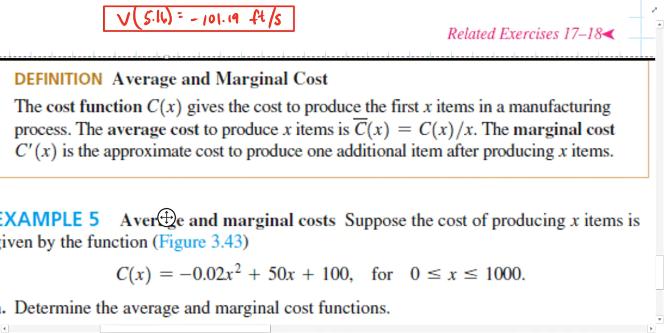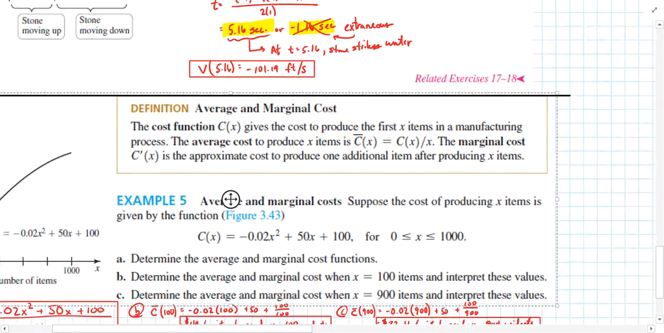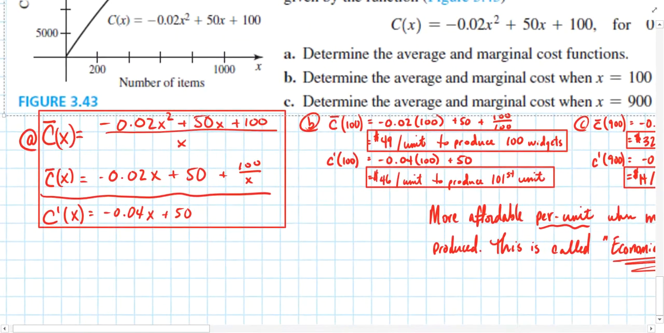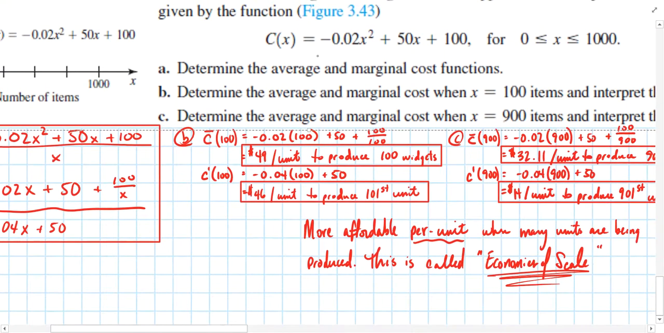But anyway, this average cost formula, sometimes called C bar because of the bar on top of C, is simply the cost function divided by x. Now, the marginal cost is indicated by our derivative notation, and that should make sense when we describe the marginal cost is the cost to produce one additional item after producing x items. So in other words, what's the rate of change at x? How much is the cost changing after we produce x number of items? So question A simply asks us to determine the average and marginal cost functions.